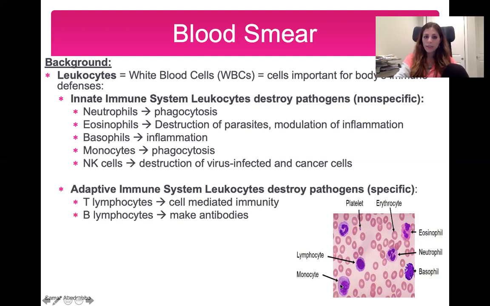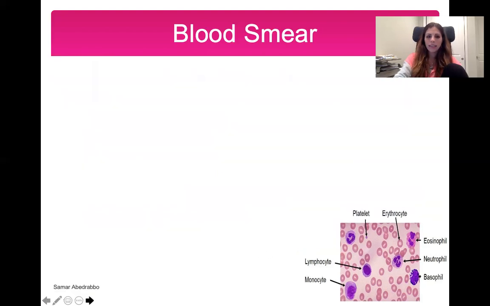Monocytes are also important for phagocytosis, so macrophages are monocytes. Natural killer cells are important in attacking virally infected cells and cancer cells. And then T lymphocytes and B lymphocytes play a role in adaptive immunity. And this is just a lymphocyte. We don't have fancy enough material to distinguish whether this is specifically a T lymphocyte or a B lymphocyte.